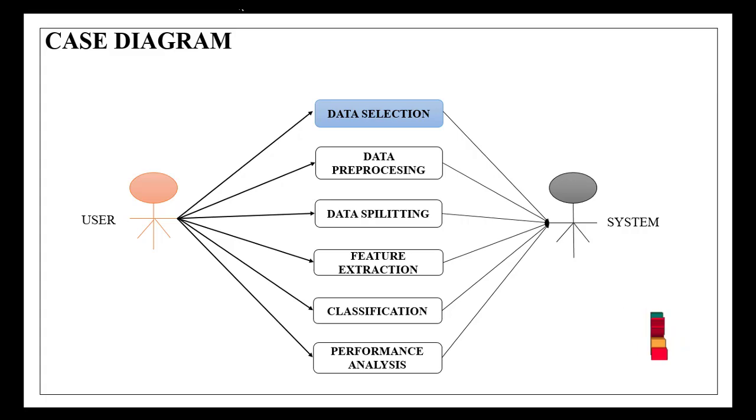This is a use case diagram from the user's point of view. The first one is data selection, next is pre-processing, third is data splitting, fourth is feature selection, and then classification and performance analysis.